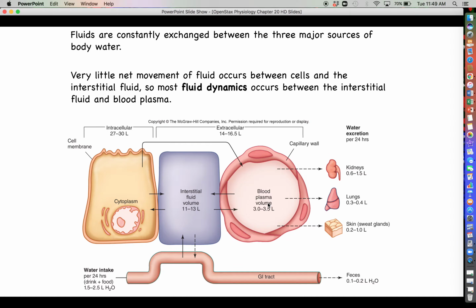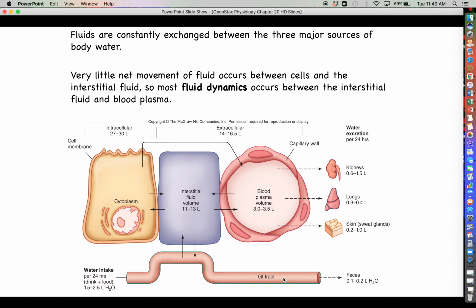And then, of course, we have to account for water loss in the form of urination, so we lose about 1 liter of water through urination every day. We lose a little bit through exhaling water vapor through the lungs. We lose a little bit through the sweat glands when we sweat. And then we lose a very minor amount through defecation through the GI tract.